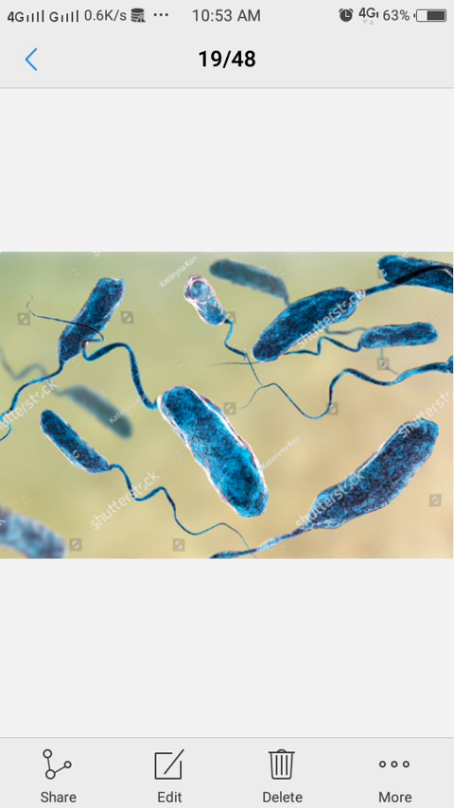Now we will see the fourth type of bacteria, that is vibrio. What is vibrio? Vibrio is the comma-shaped bacteria. Example, Vibrio cholerae. Okay, so these are the classifications of bacteria according to the shape of their cells.